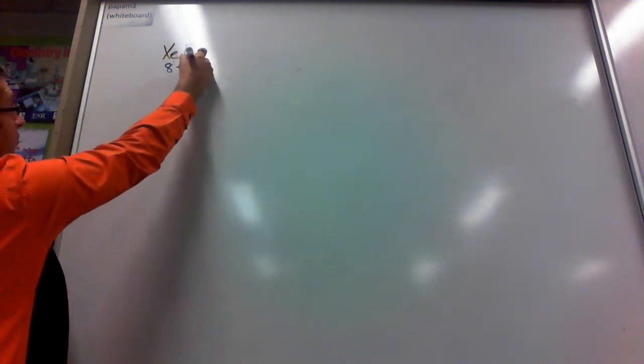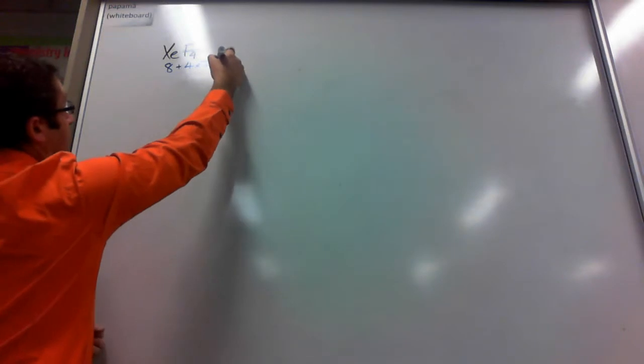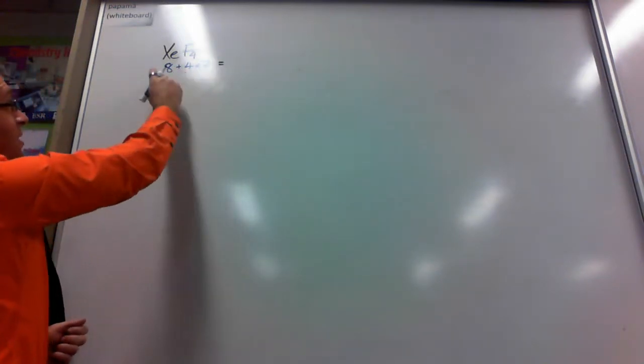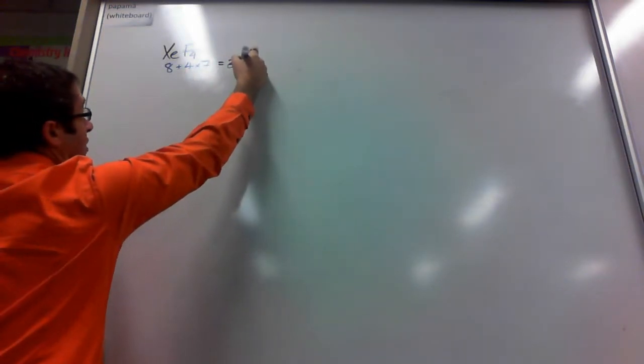We still follow the same rules, so we look at how many valence electrons. Xenon's a noble gas, so it's got 8, and we've got 4 times 7, because you've got 4 fluorine atoms which are in group 17. So 4 times 7 is 28, plus 8 is 36 electrons in total.